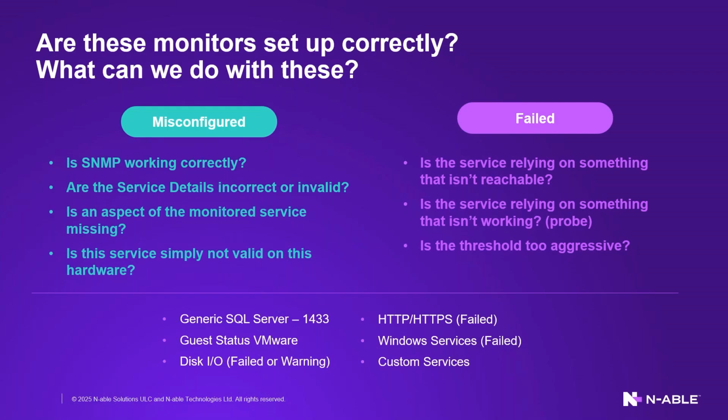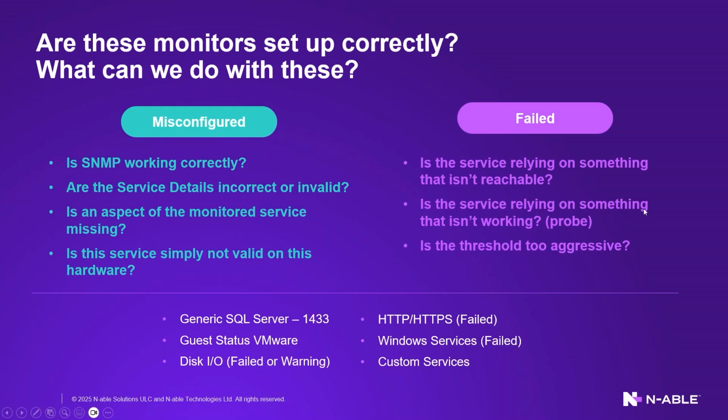Misapply, if that's the right word, monitoring to devices. For example, you're not going to put network monitoring on a server. Okay, failed. Is the service relying on something that isn't reachable? For example, you have a probe and it's not able to ping because it's hosted at headquarters and the device that you're trying to ping is in another location. So effectively it's not reachable.